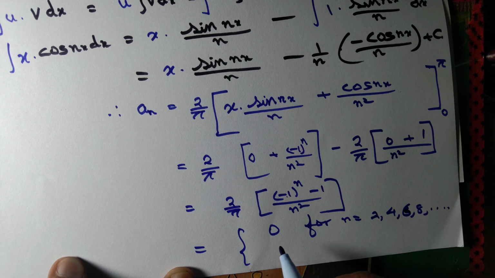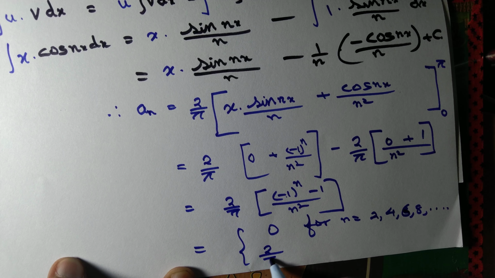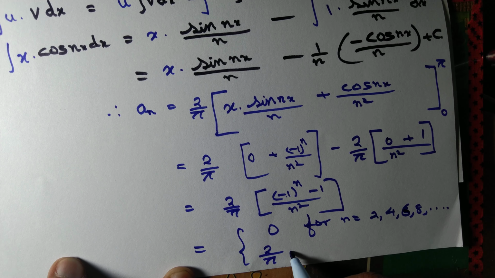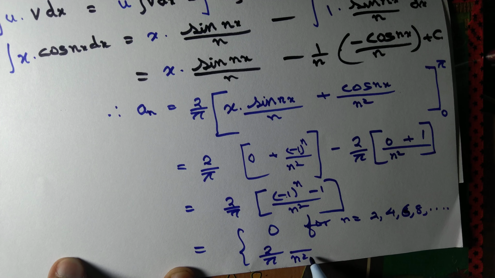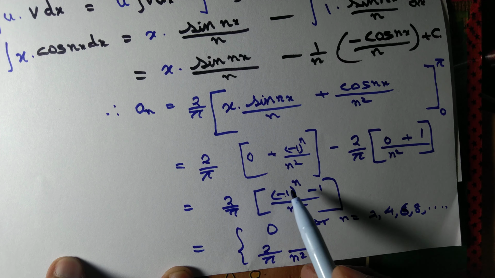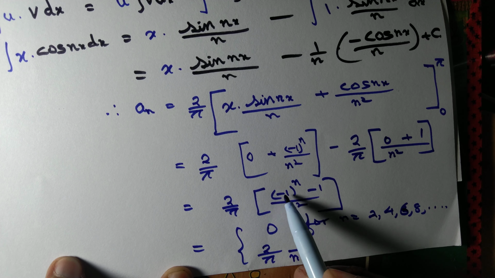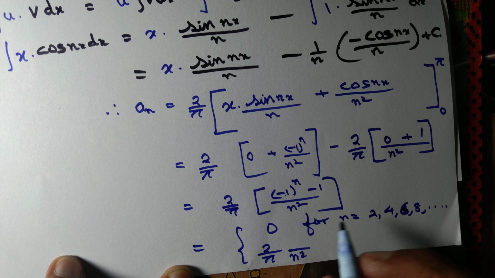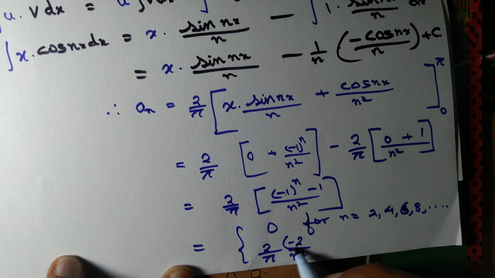What about odd n? For odd n, 2/pi is 2/pi only, n² is n² only, and (-1) to the power n, (-1) to the power 1 is minus 1, and minus 1 minus 1 will give you minus 2.